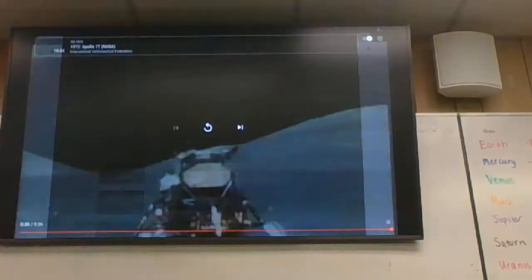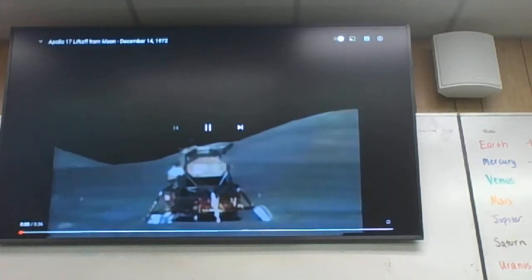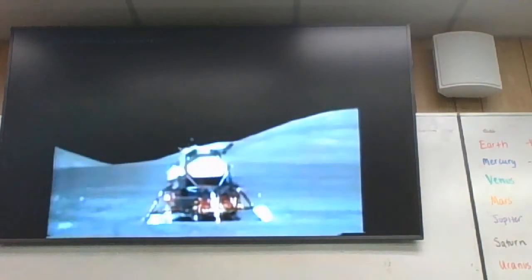So here's a video of how it works. This is actually their launch from the moon in the 70s. There's people in there. Proceeded, 3, 2, 1, ignition. Turn away, Houston. Vector good.